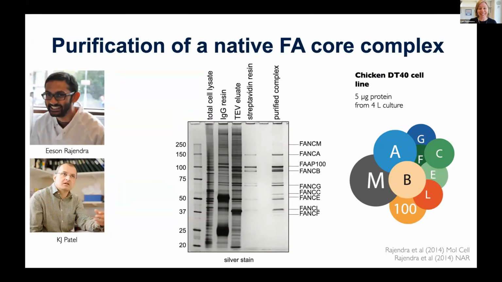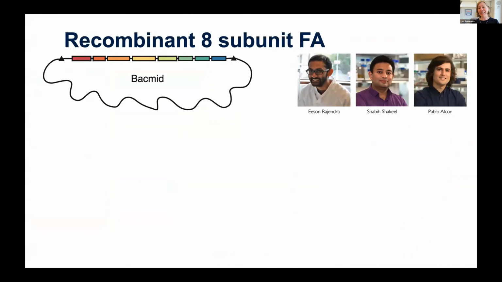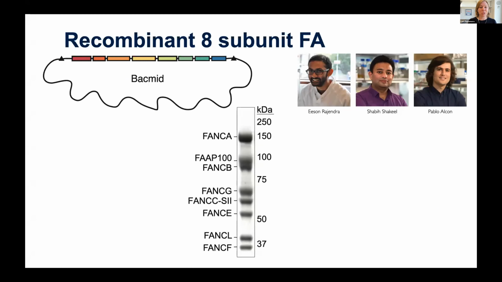However, this is a silver stain gel, and really the quantity and purity of this protein was not sufficient for structural investigation. So we decided that to move forward, we needed to make a recombinant complex. This is work that was started by Eason, but then continued by Xabi Shakil and Pablo Alcon. What they did was insert all 8 genes for the FA core complex into a single baculovirus, so that when they infected the insect cells, all the subunits are simultaneously overproduced and the insect cells produce the complex.